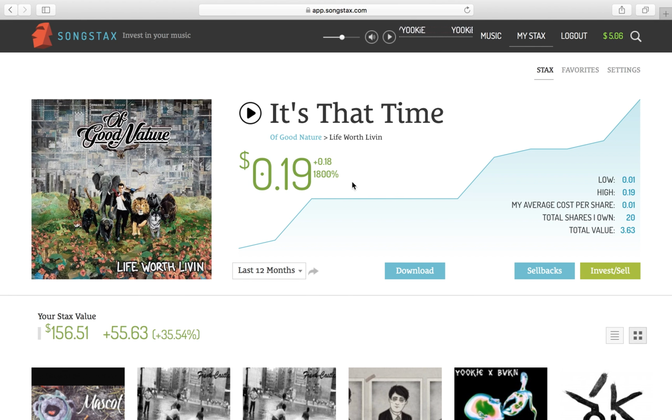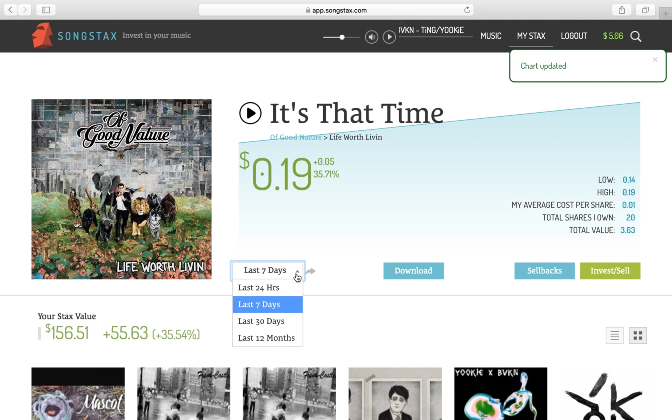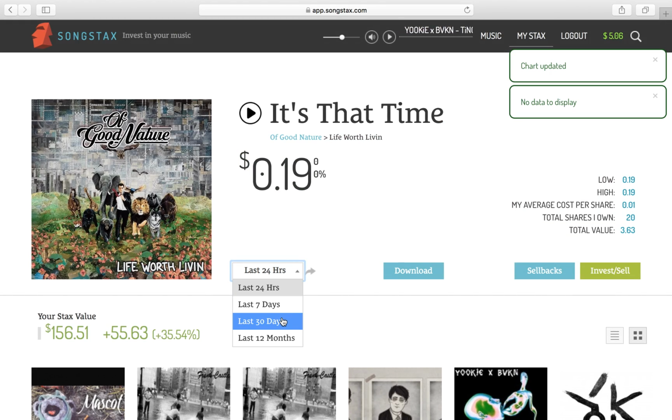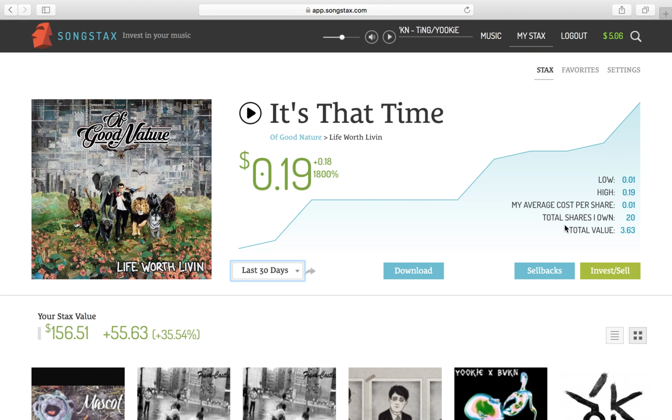So when you're looking at this, it'll tell you the current price of how much the shares are, how much it's gone up. You could change what you're looking at here, the time period. So if you want to be more specific, rather than just last month or so, you can see how quickly it's changing. Also, when you're looking at the ones that you already own, it'll tell you how many you own right here.